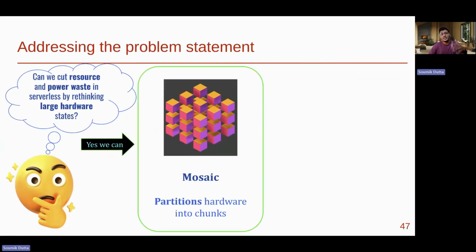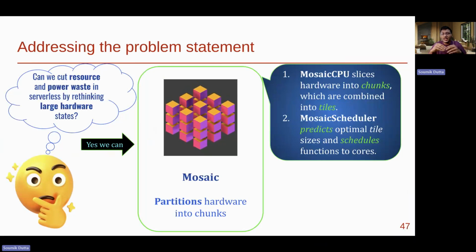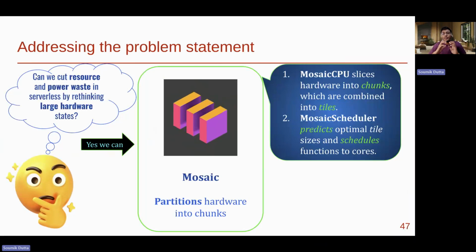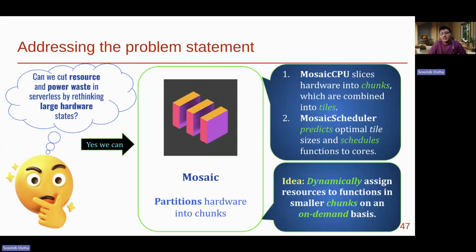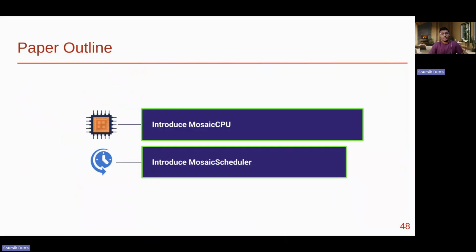With Mosaic, it partitions the hardware into chunks. So what does Mosaic do? Mosaic has two parts. Mosaic CPU slices the big hardware into small chunks, which are combined into tiles. And the Mosaic scheduler predicts the optimal tile size to be assigned to a particular function and schedules the function to a particular Mosaic CPU. The idea behind this is to dynamically assign resources to a function, with smaller chunks, on an on-demand basis. So let's see the Mosaic CPU and Mosaic scheduler approaches.